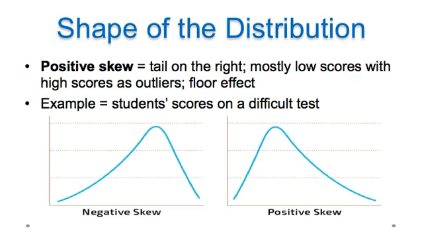Same thing with housing prices, where you have people who are buying houses. Most of them are paying relatively the same amount of money for their houses, and then you've got, of course, those houses that cost millions of dollars that are pulling that tail to the right.